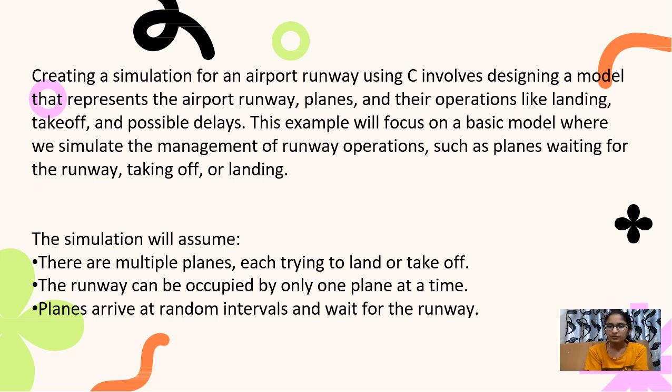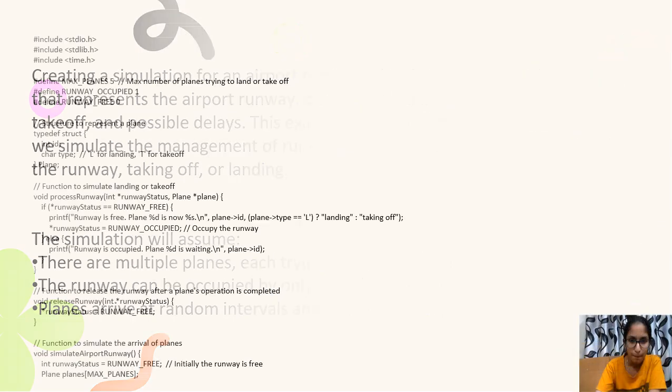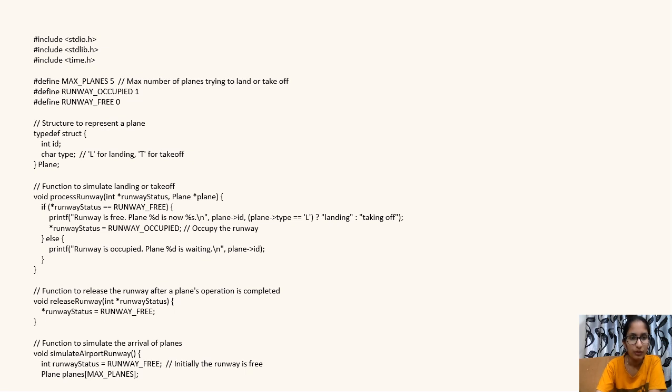In the upcoming example, we will focus on the basic model where we simulate the management of the runway operations, such as planes waiting for the runway, taking off, or landing. We can assume that there are multiple planes trying to land and take off. The runway can be occupied by one plane at a time. Planes arrive at random intervals and wait for the runway. Let us see the program for the simulation of runway operations, where the maximum number of planes is fixed, which is 5.